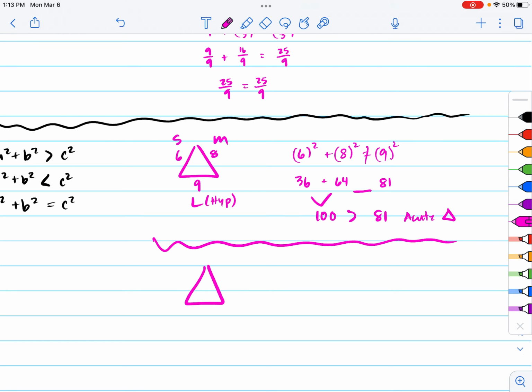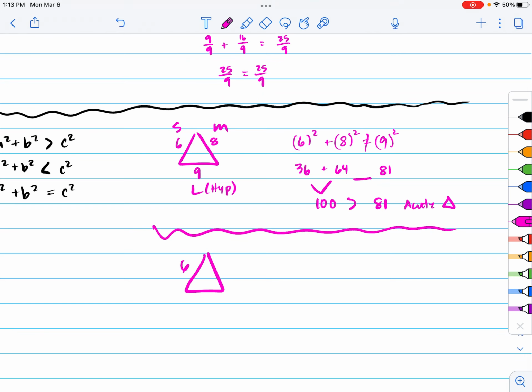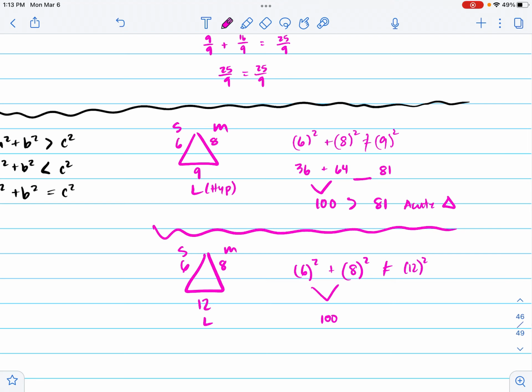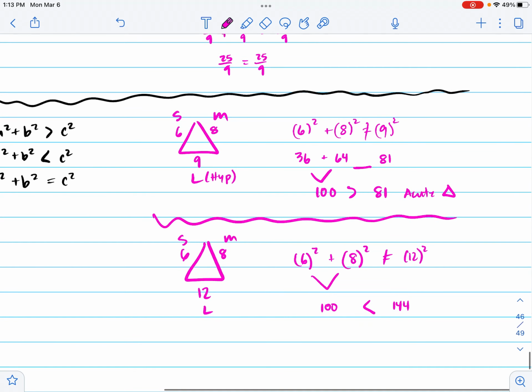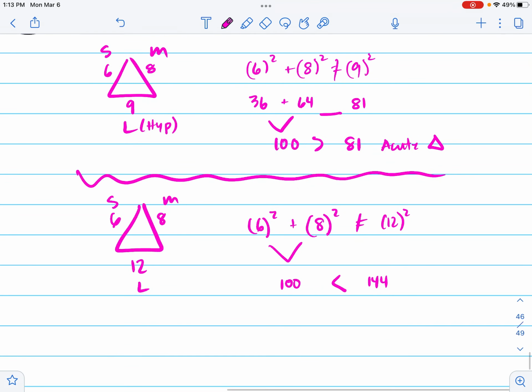Now, similarly, I'm going to use a not similar triangle, but one that has similar numbers. I'm going to do 6, 8, and 12 this time around. It'd still be small, medium, large. Plugging this into our Pythagorean theorem, we know it's not going to be equal in this particular case. Once again, these are the same values, so we can jump to the conclusion that this is going to be 100. And then 12 squared is 144. 144 is, in fact, bigger than the sum of the two squares, the 100. So this makes this an obtuse triangle.